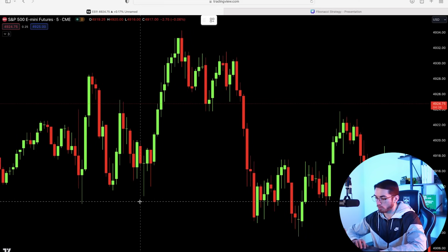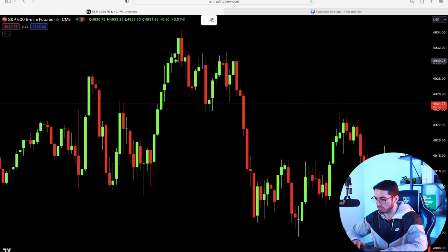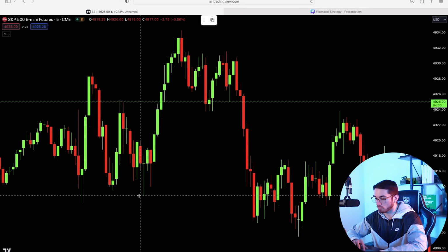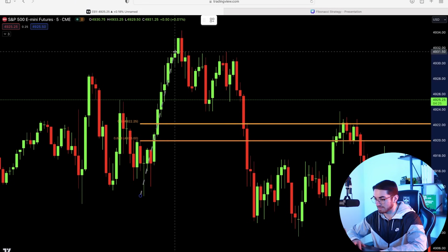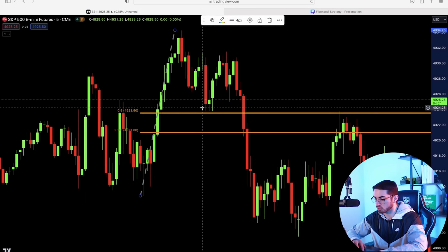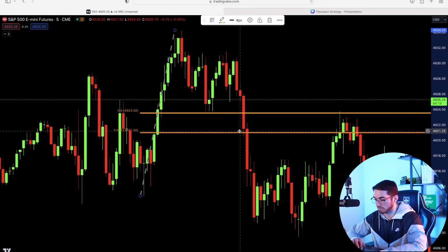So heading back on over to this example right here, this was the low of that impulsive move up, and this was the high of that impulsive move up. So as a result, we would take the low of this impulse move to the high of this impulse move, and we would want to look for price to trade back to that 50 or 61.8.